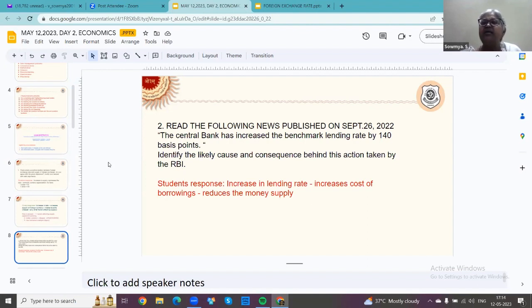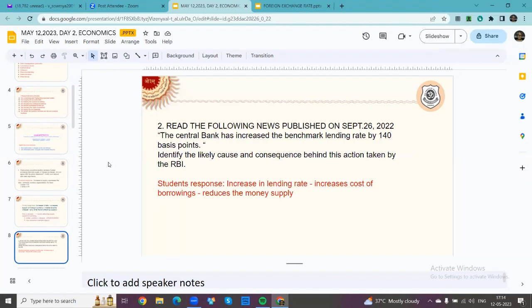This can be avoided if they read it, revise it, slowly take it in, and answer point-wise. This will be really nice. They can write the cause, underline it, and drop down the points. Then the consequence. This is how we need to train them slowly. So what could be the cause? Identify the cause. Why is RBI doing this? What could be the cause?